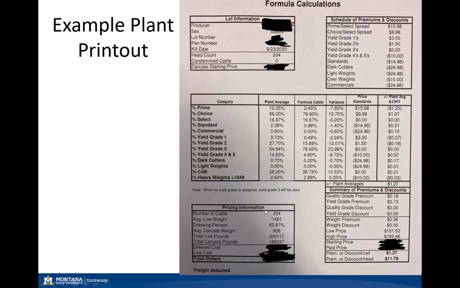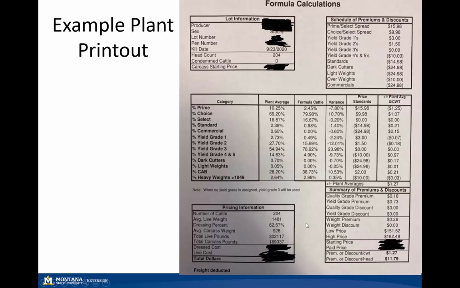But then they'll also give you this other information here about what was your average live weight? Well, 1,481. Dressing percent, so it's about 63% for dressing percentage. Average carcass weight was 928. And then total live pounds and total carcass pounds, which is how they calculate your dressing percentage.